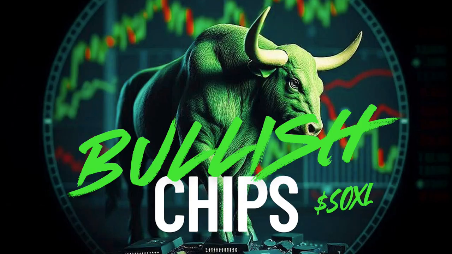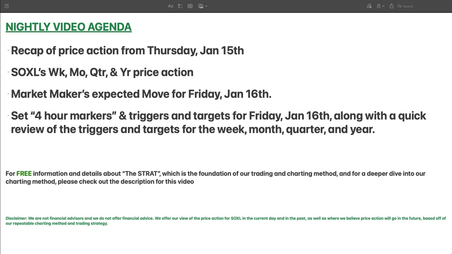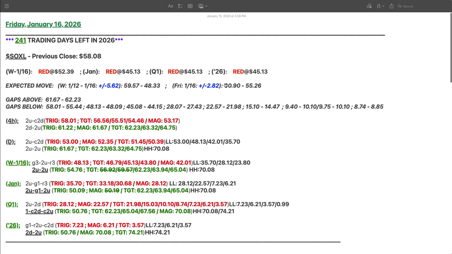So with that, let's go ahead and get to the agenda for today. First, we're going to recap the price action from Thursday, January 15th. Then we'll zoom out like we always do, take a look at the week, month, quarter, and year. Then we'll look at the market maker's expected move for Friday, January 16th, before finally zooming back in, setting the 4-hour markers and the triggers and targets for Friday, January 16th, as well as the triggers and targets for the week, month, quarter, and year we'll review as well. So let's go ahead and get into today's video.